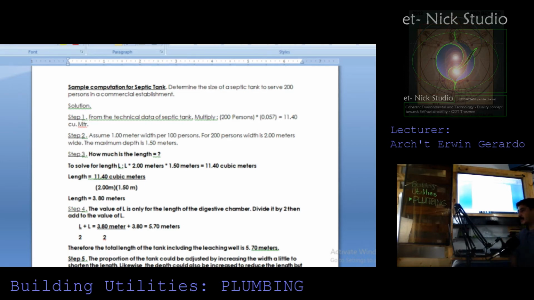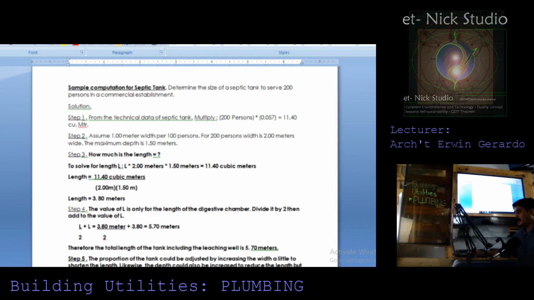We are going to assume in step 2 that a 1 meter width is equivalent to 100 persons. So if there are 200 persons, the width is already 2 meters wide. The maximum depth is 1.50 meters. So for step 3, how much is the length of the septic vault? Solve for the length, L: length times 2 meters times 1.50 meters.